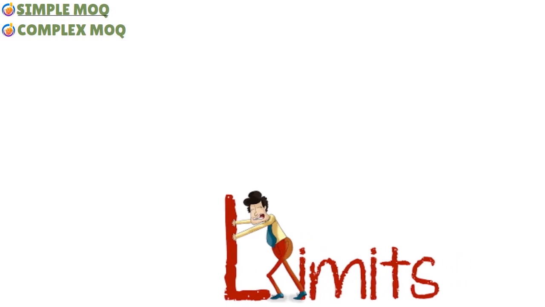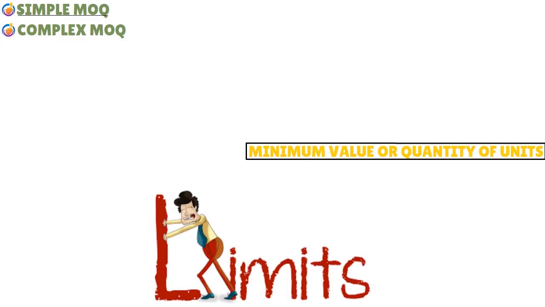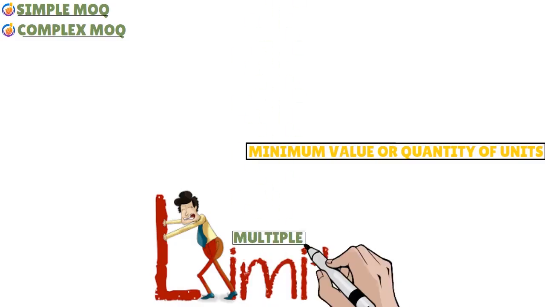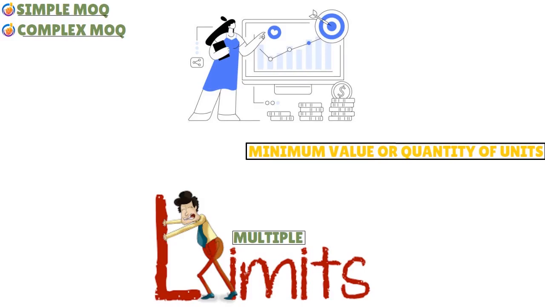Simple MOQs usually have just one lower limit. As noted, this will usually be a minimum value or quantity of units. So that's kind of important. But you also have complex MOQs. Complex MOQs, on the other hand, have multiple limits. This can include the cost discussed a little earlier, as well as minimum amounts of parts or materials. Let me break it down even further.